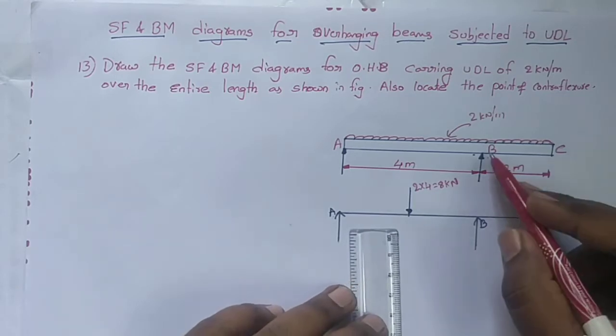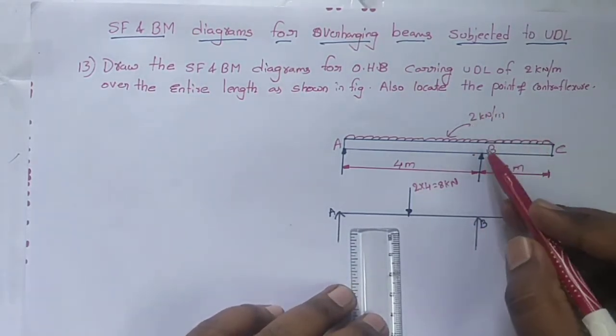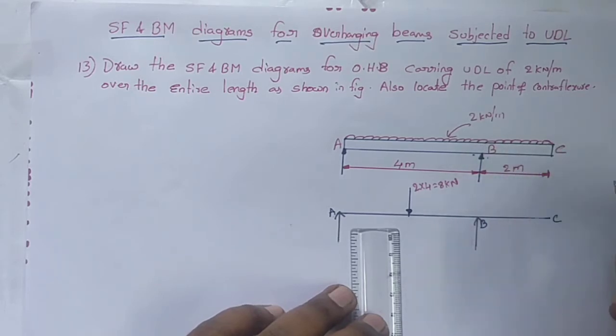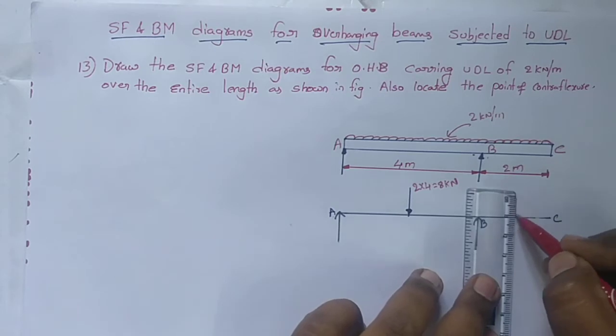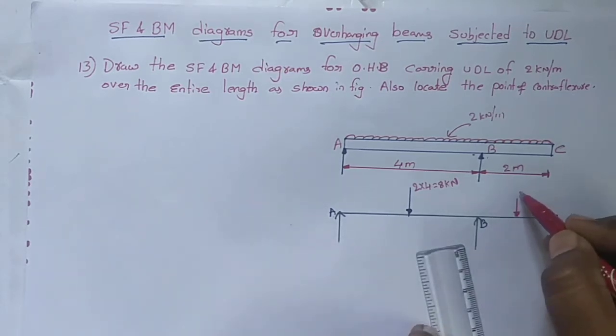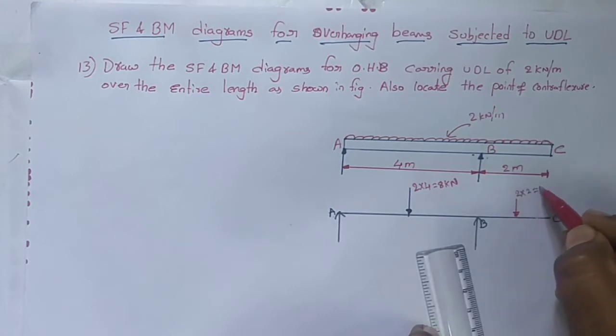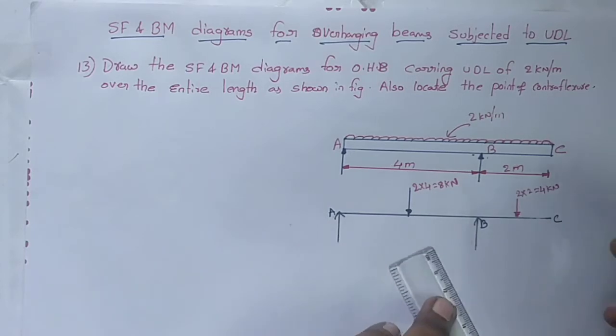Similarly, from B to C we apply 2 kilonewton per meter, and the distance from B to C is 2 meters, so it will act at the midpoint of BC, that is 2 into 2, equals 4 kilonewtons. It is the converted load, acting at the midpoint of BC.